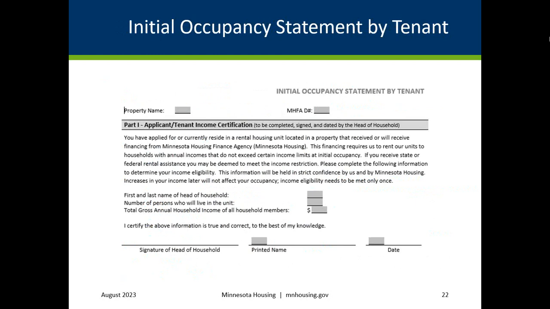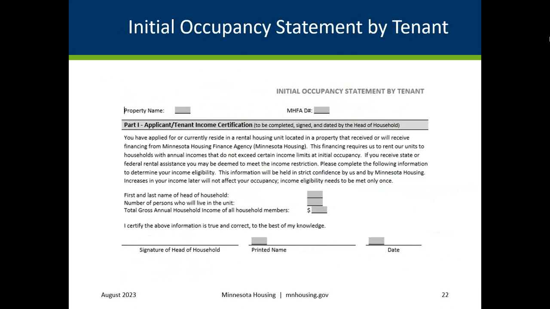The initial occupancy statement by tenant is Minnesota Housing's self-certification of income form for deferred loans. Owners may use the most recent HUD 50059, 50058, RD 1944-8, or verification of housing support or other rental assistance program to certify eligibility for units that are deemed to comply. Or if you are required to verify and certify income for another funding source, such as housing tax credits, HOME, or National Housing Trust Fund funds, you may use the tenant income certification form required by those programs. It is not necessary to also complete the initial occupancy statement by tenant form if you are using one of these more detailed income certification forms.